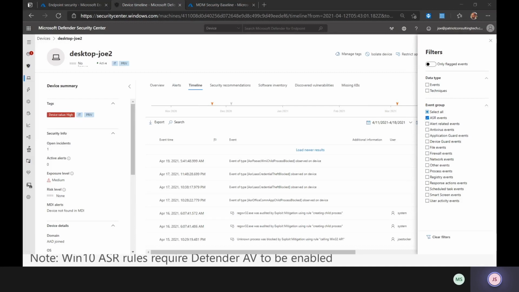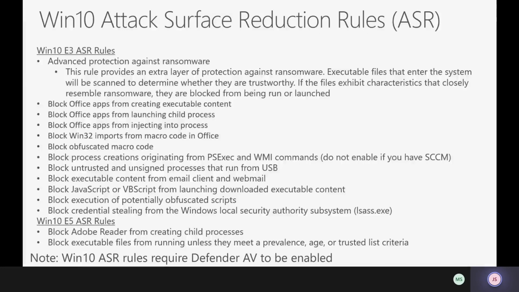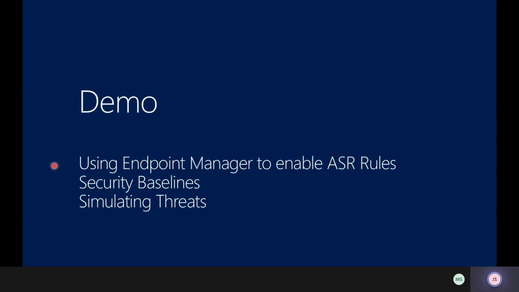Now, let's actually get into the demo, and let me describe what we're going to look at. We're going to use Microsoft Endpoint Manager to enable attack surface reduction rules. And then we're going to look at security baselines and how those can incorporate those as well. And then we're going to actually simulate a few threats so you can actually see this work. And I already kind of gave you a sneak peek of the portal that can be used to see if those alerts are getting triggered.